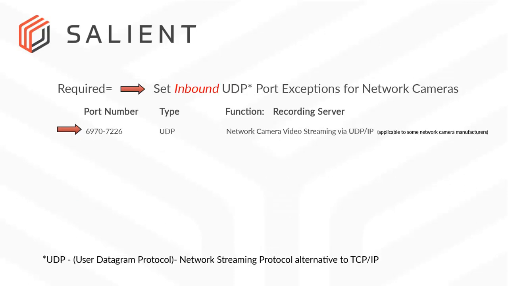While not entirely applicable to this update process, it should be noted that inbound firewall exceptions for ports 6970 to 7226 will enable certain network camera brands to stream video via User Datagram Protocol, also known as UDP, and should be set on customer networks and recording servers to enable video recording and live video viewing.